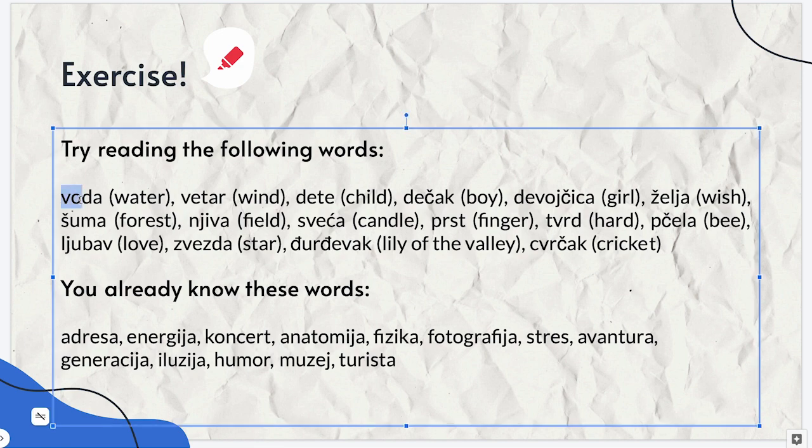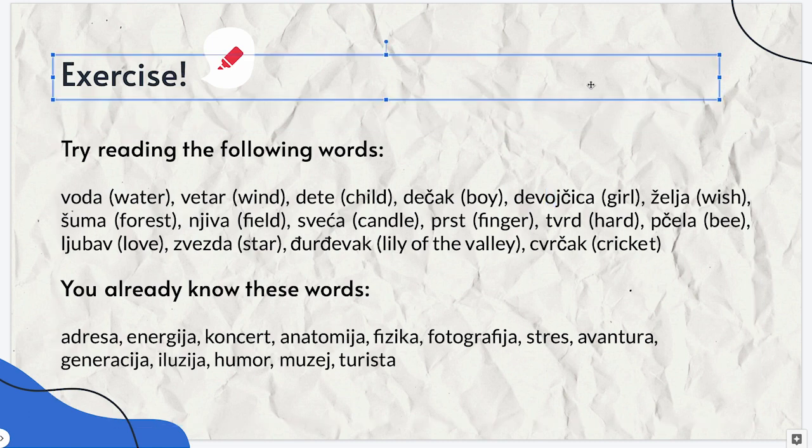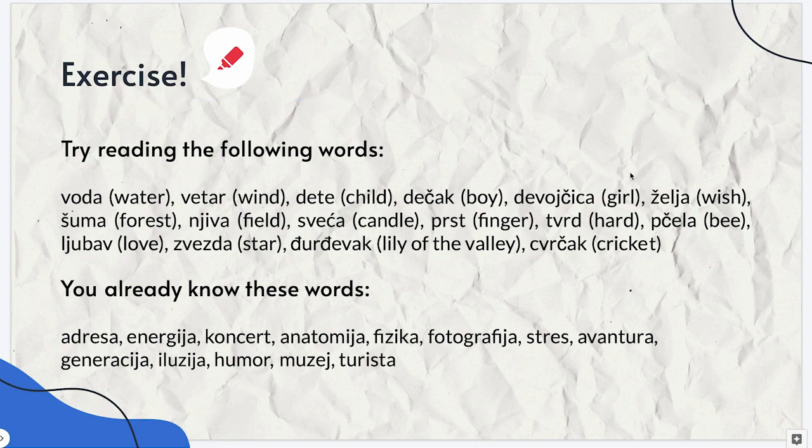Now, the stress usually falls on the first syllable in the Serbian language. It will be voda, not voda. Vetar, not vetar. But the longer the word, the more chance to move it to the right. It will be devojčica, not devojčica, for example. All of this is learned as we go through lessons and through examples.